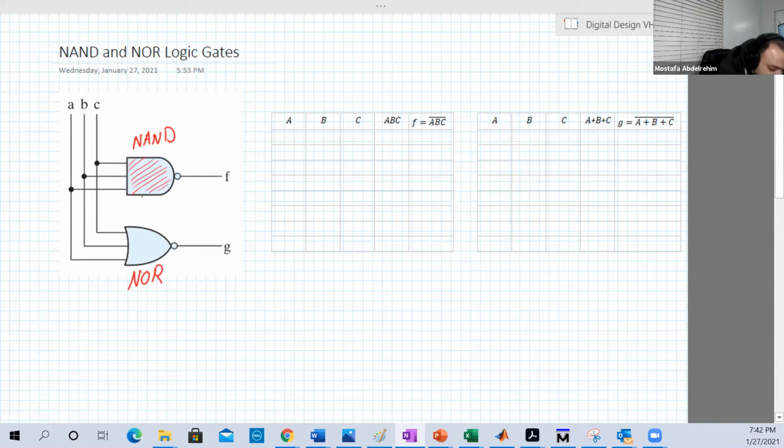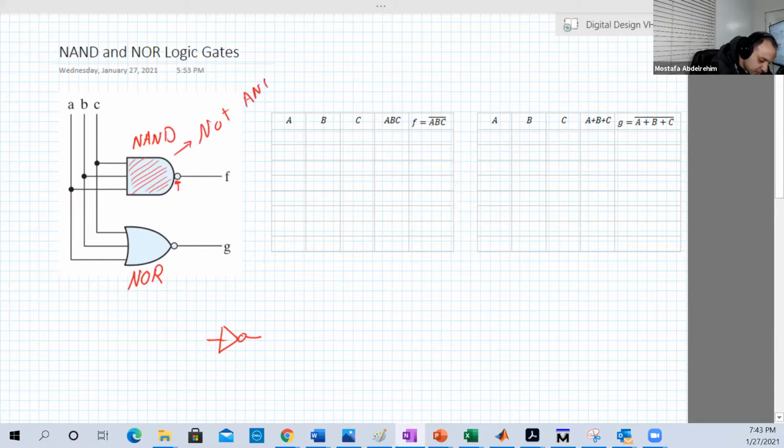Same symbol, then we put this circle here. This circle is usually used to express the inversion or negate operation, like the inverter. If you notice, the inverter has such a circle at the output. Again, this is not AND, and this is not OR. So this is the symbol of OR, then we put such a circle again.